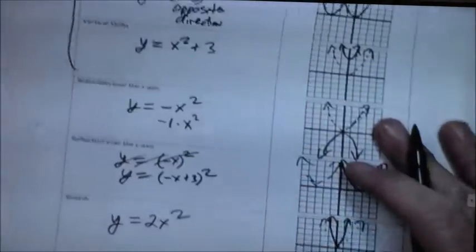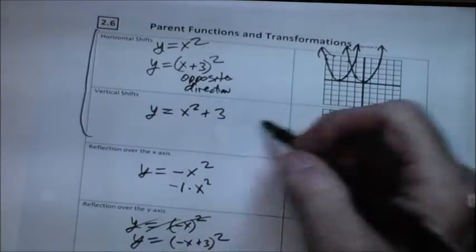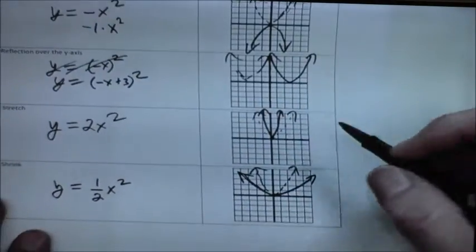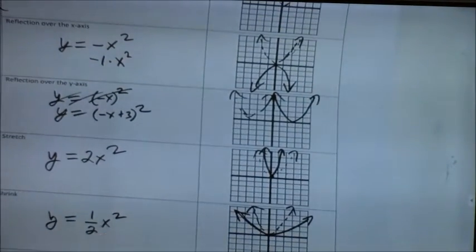Those are the basic transformations. You're going to move left or right, you're going to move up or down, you're going to flip over one of the axes, and you're either going to stretch it or shrink it. You know? So, look at the next page, please.